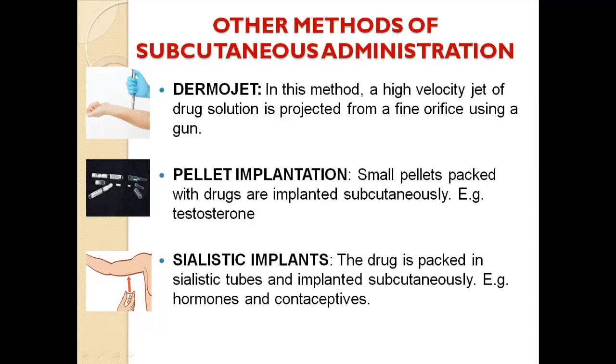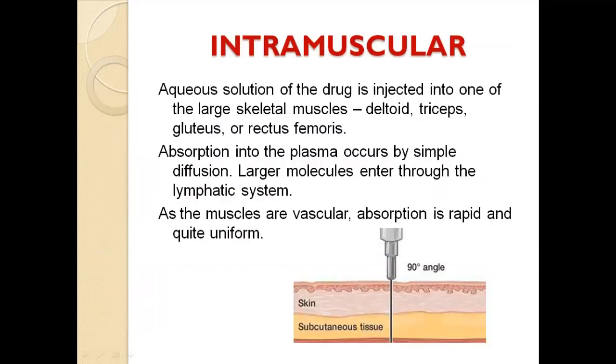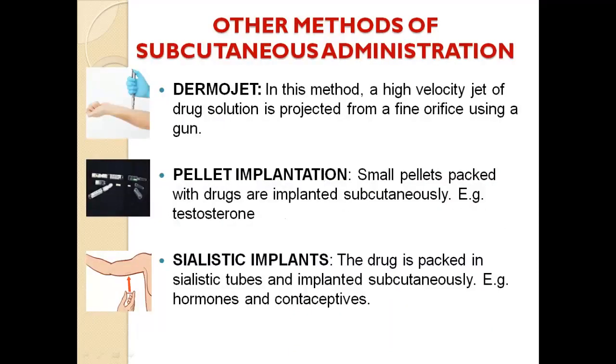Next, we see the silastic implants. The drug is packed in silastic tubes and implanted subcutaneously. So, here the examples are hormones and contraceptives. What happens over here is you have to remove this silastic tube again. The drug is packed in the silastic tube, but once after implanting it, the silastic tube has to be removed and the drug will remain in its place and slowly it will get absorbed into the body.